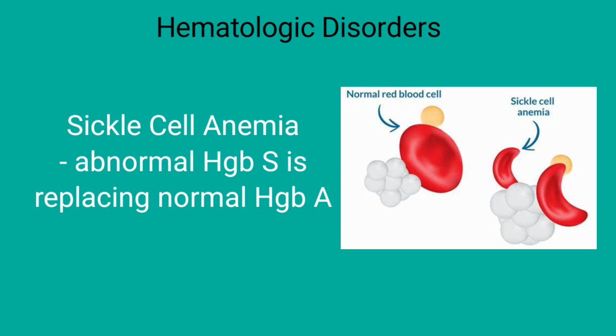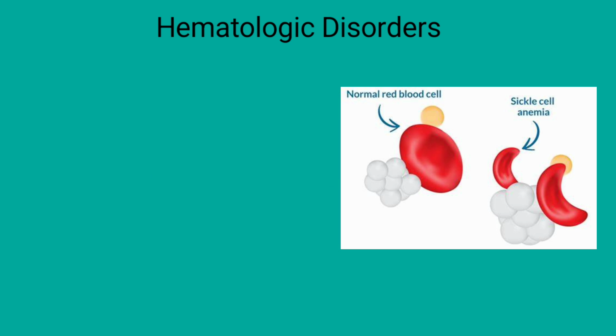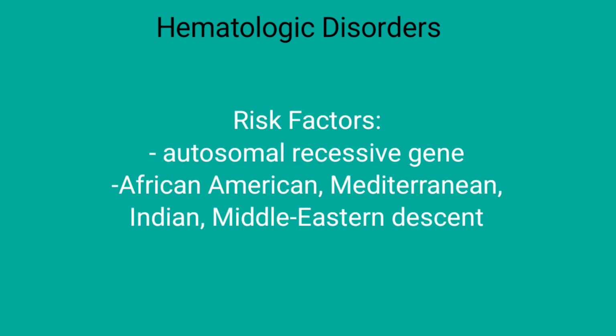Next condition would be sickle cell anemia. This one is a disease with abnormal sickle cells. Hemoglobin S is replacing the normal hemoglobin, HbA. So the risk factors include being an autosomal recessive genetic disorder that can be passed down. It could be race. African Americans are more susceptible. Individuals with Mediterranean, Indian, or Middle Eastern descent are also at risk.